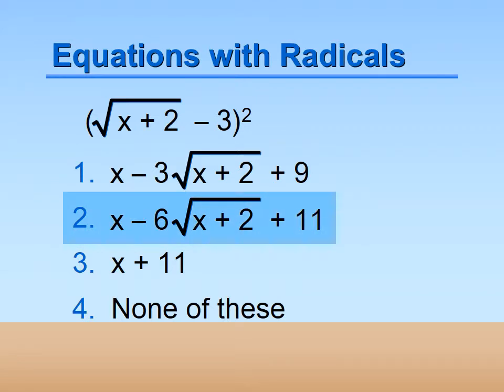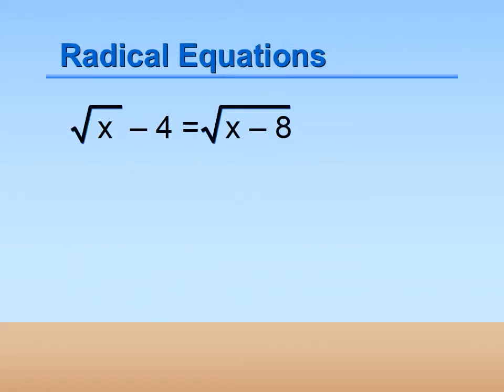All right, you should have gotten option 2, x minus 6 square roots of x plus 2 plus 11. All right, so now that we've gotten really, really good at squaring complicated things, now we're going to actually solve.